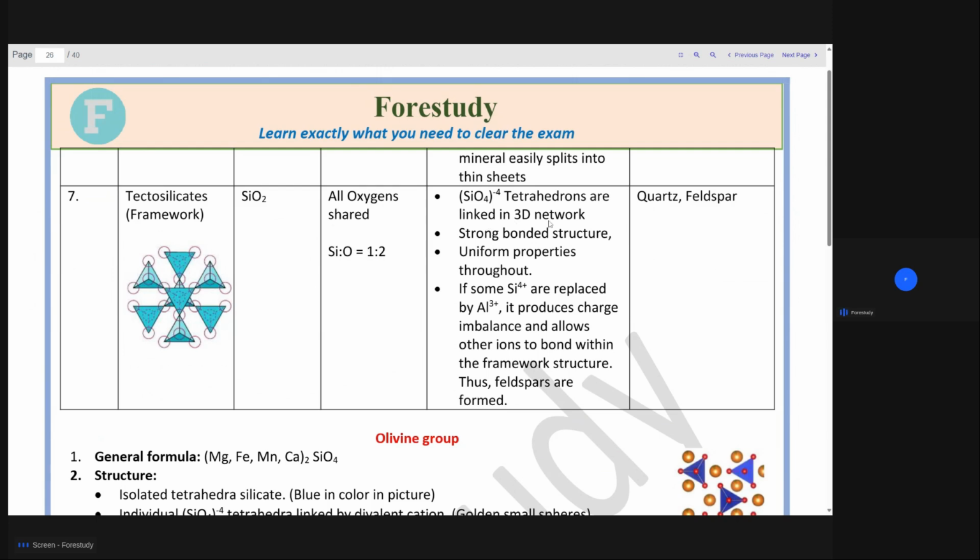Tetrahedra are linked in a 3D network, a strongly bonded structure with uniform properties throughout. If some Si4+ are replaced by Al3+, it produces charge imbalance and allows other ions to bond within the framework structure. Thus, feldspars are formed. So feldspars are formed when Al replaces some of the Si.